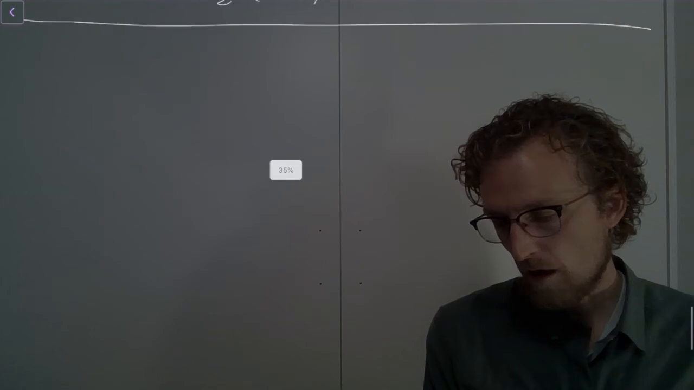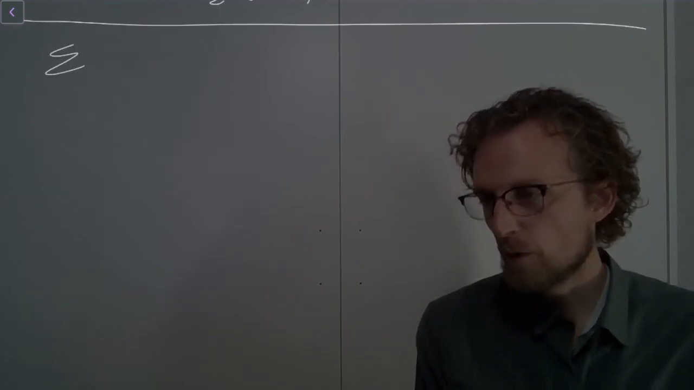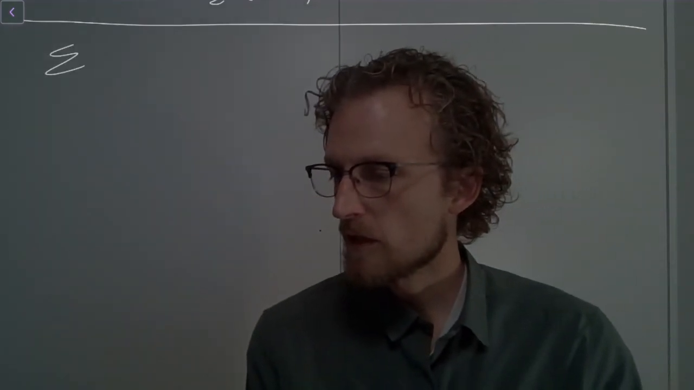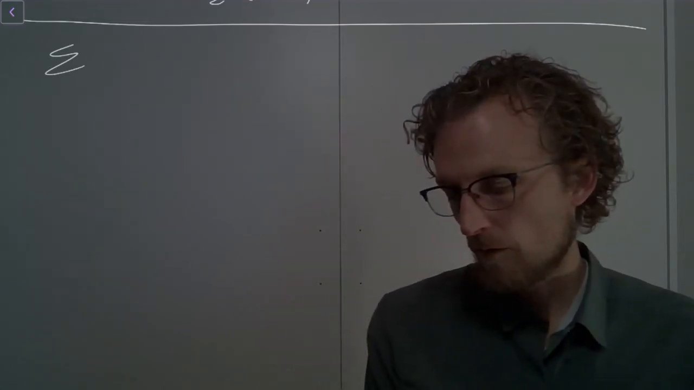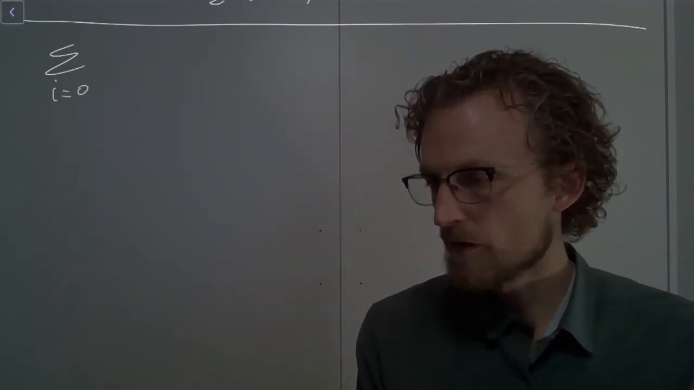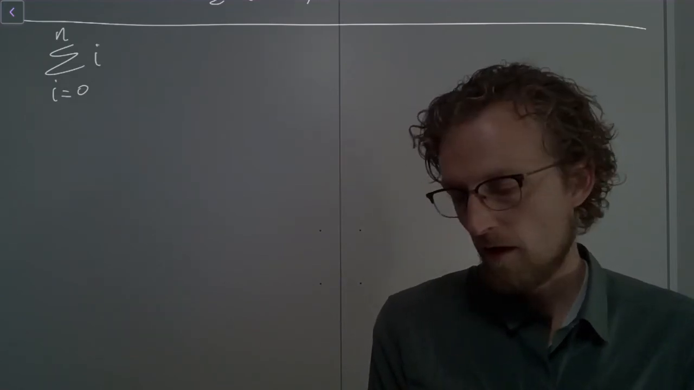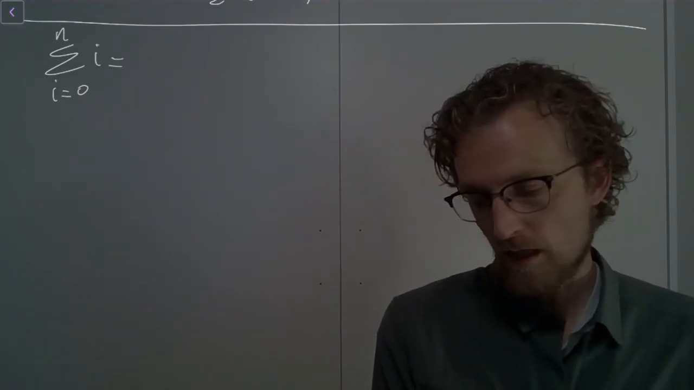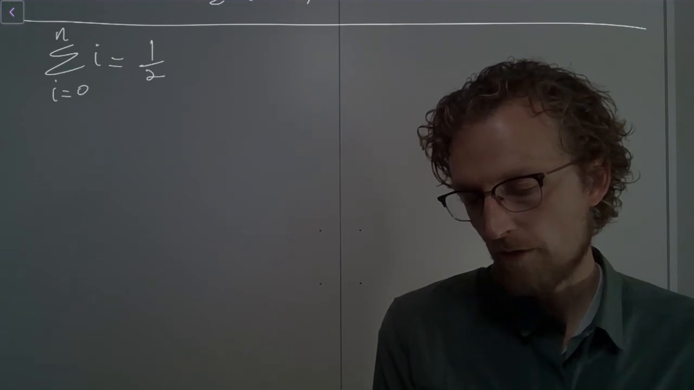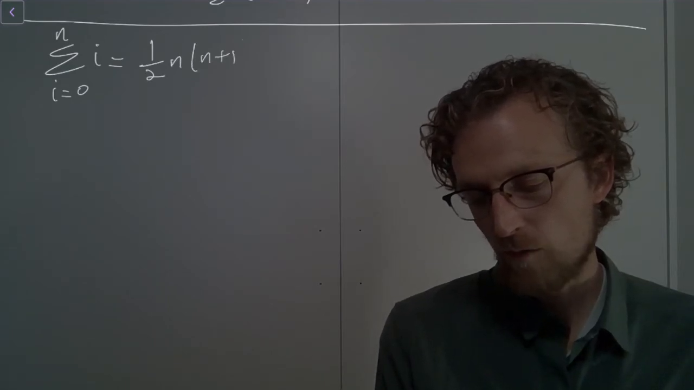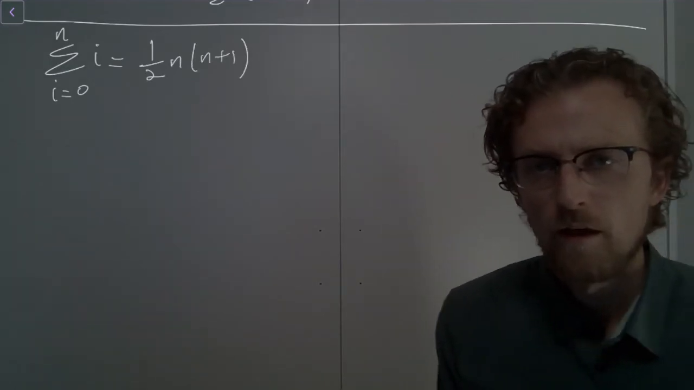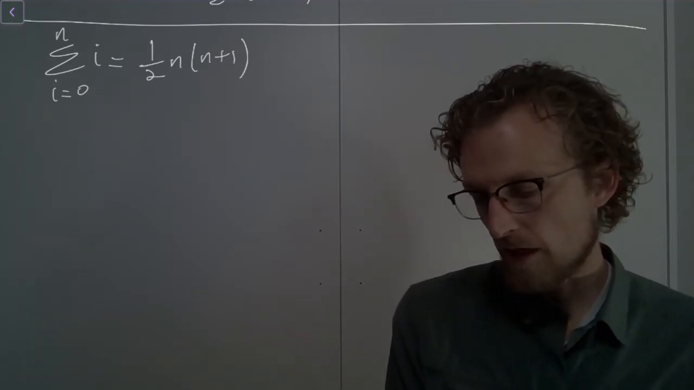So you can think of this particular expression as being a formula. The summation from i equals 0 to n of i literally evaluates to this. So it evaluates to 1/2 n times (n plus 1). Okay. And so what if I give you something like this?